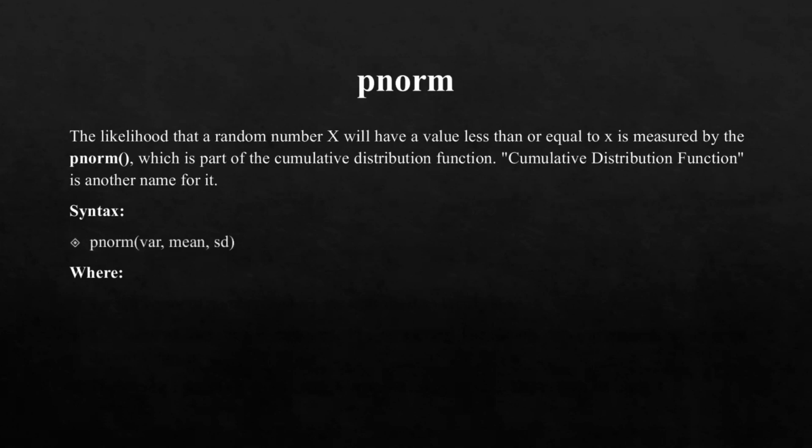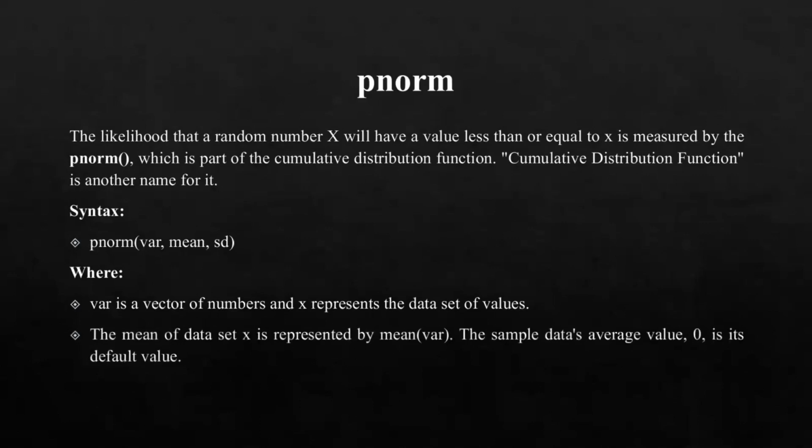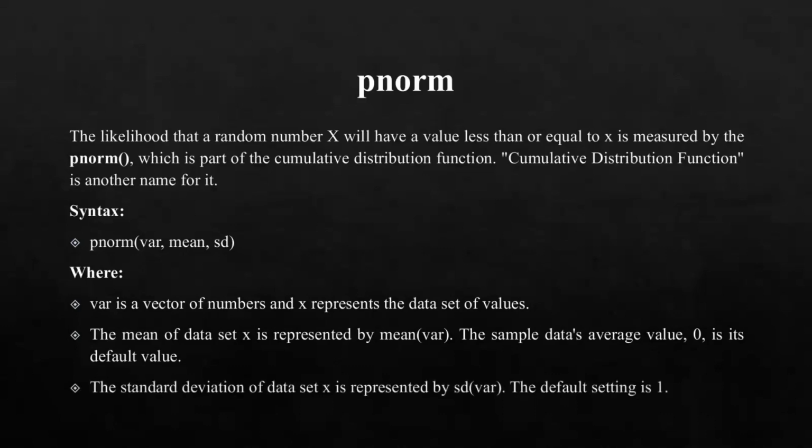Just use the pnorm keyword, pass the variable, mean, and standard deviation, where var is a vector of numbers and represents the dataset of values. The mean of the dataset is represented by mean. The default value is 0. The standard deviation of the dataset is represented by sd var. The default setting is 1.